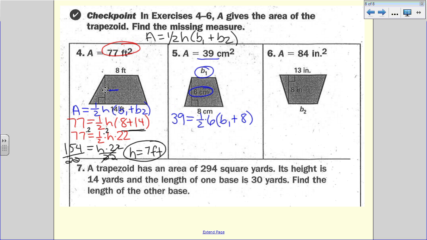So now we're going to go through the steps that we did. Multiply by 2 to get rid of that fraction. So we're going to have 78 is equal to 6 times B1 plus 8. We said divide by 6. And 78 divided by 6 is going to give me 13 is equal to base 1 plus 8. And now we're using our algebra. We undo adding by subtracting, so we're going to minus 8. It says B1 is equal to 13 minus 8 is 5. Get your label in there. And that's 5 centimeters.